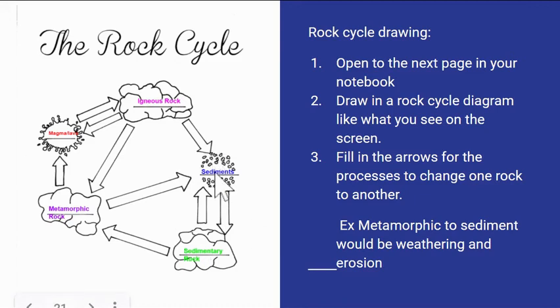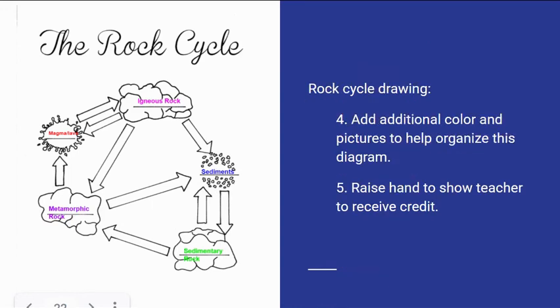Add in additional ones if you feel needed. An example would be this arrow going from metamorphic to sedimentary would be weathering and erosion, because you have to weather and erode a metamorphic rock to get it down to its sediments. Add additional color or pictures to help organize your diagram. If there's multiple processes, color in those arrows with the same color to help organize what's going on. If you are someone who's visual, draw maybe pictures to help show these processes.